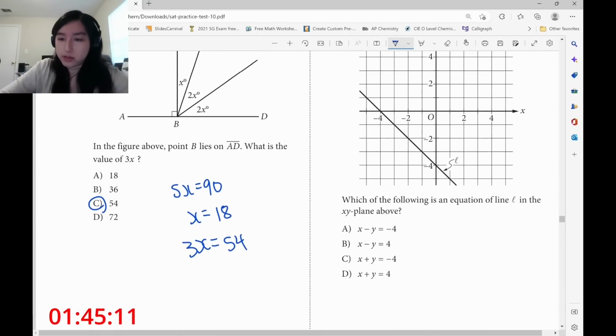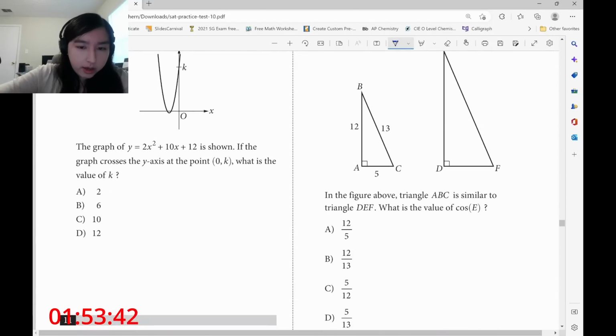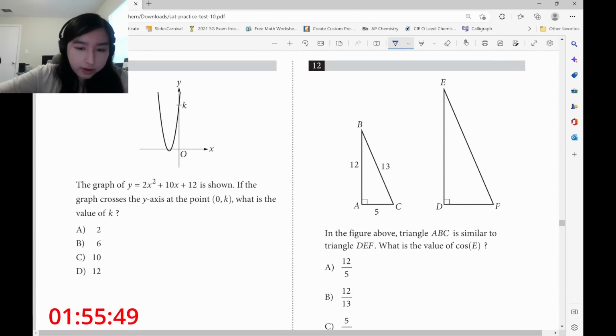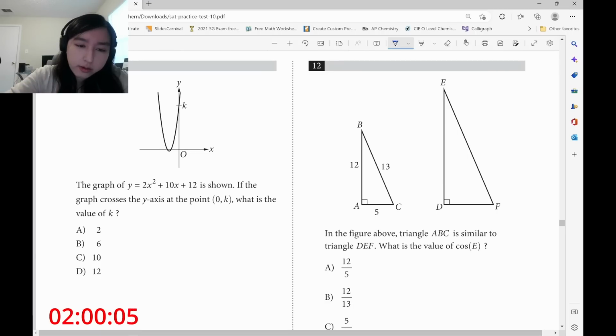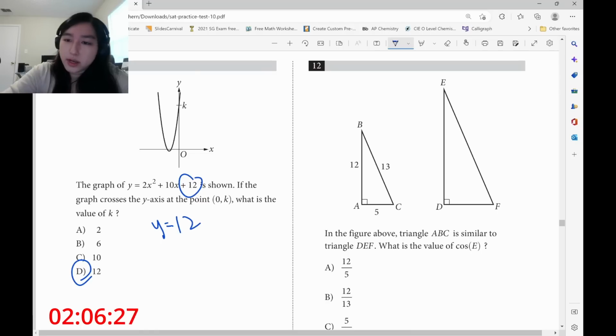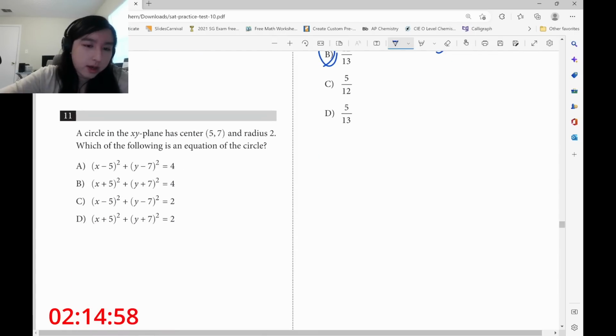Alright, let's look at this. Which of the following is negative slope? So, not B, not A, negative y-intercept, C. What is the value of k? So that would be y at 0, y equals 12. What is the value of cosine E? E is similar to B, and cosine is adjacent over hypotenuse, 12 over 13. There we go, B.